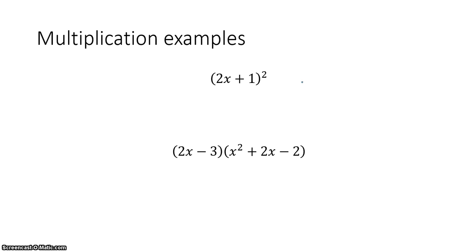More multiplication examples. The quantity 2x plus 1 squared. Remember, when we square something, what we mean by that is we multiply the expression by itself the number of times the exponent indicates. So this is 2x plus 1, and since we're squaring it, we're going to multiply it by itself once.